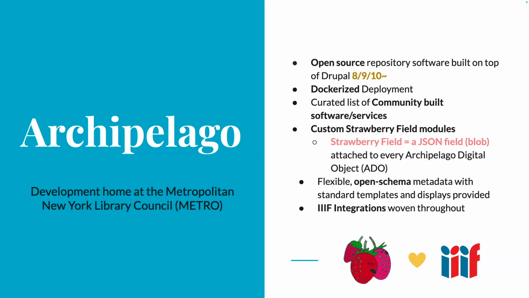Okay, sorry for that. So Archipelago is a very JSON forward system. For every Archipelago digital object, there is a JSON field or a JSON blob attached. We call this the strawberry field. You're going to see a lot about strawberries in this presentation, so that's just a little bit of our naming convention. Archipelago itself has a flexible open schema metadata approach, and we have standard templates and displays provided, and IIIF integrations woven throughout.